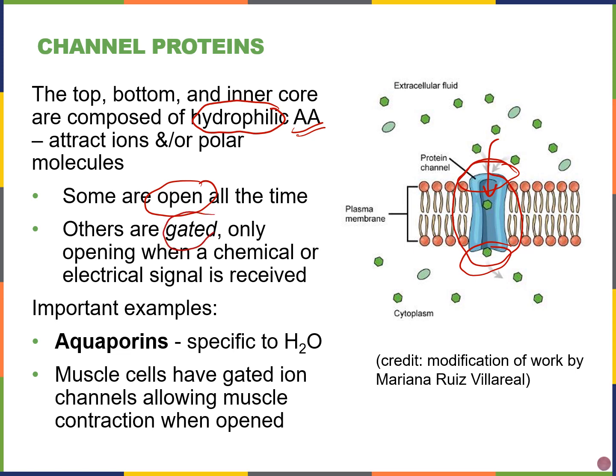Others are gated and they only open in response to some kind of chemical or electrical signal. Some important examples we'll see more later on include aquaporins, and these are specific to water. Water moves through these channels. And later on, you might also see muscle cells have specific gated ion channels that allow for muscle contraction once they are opened through a signaling molecule called acetylcholine.